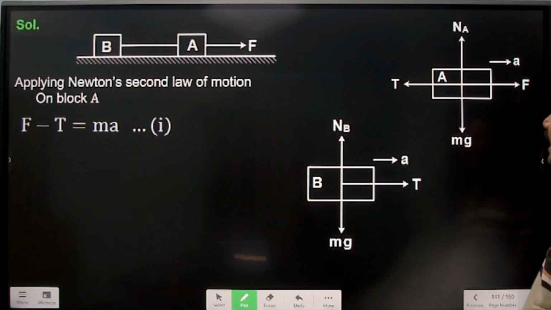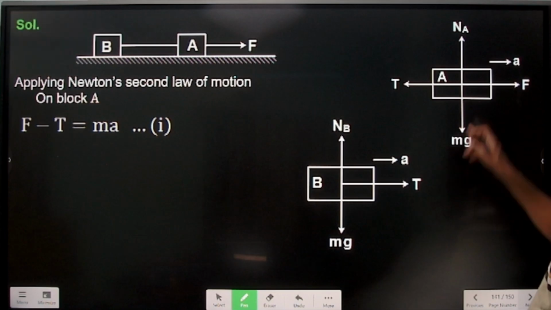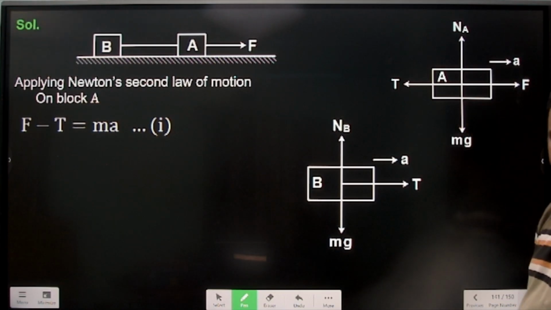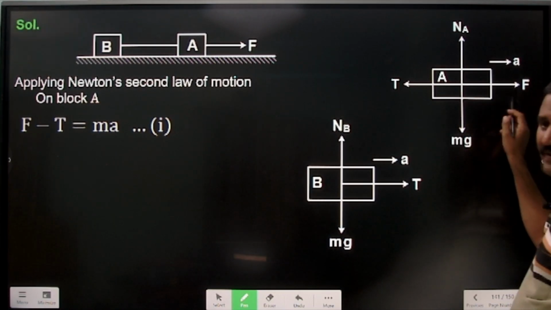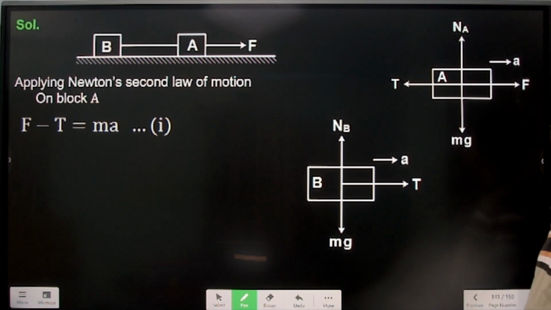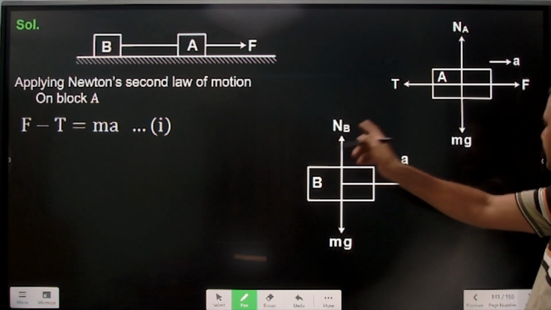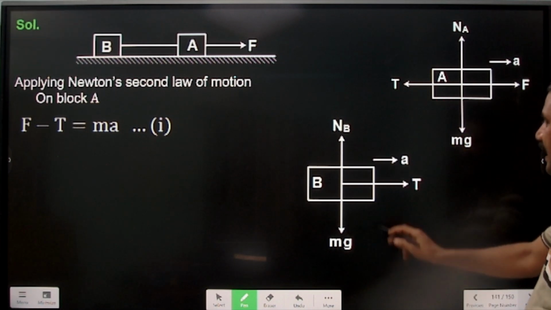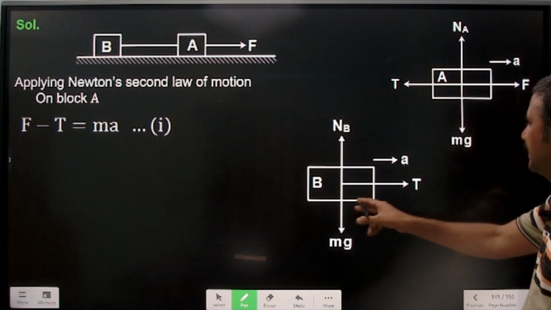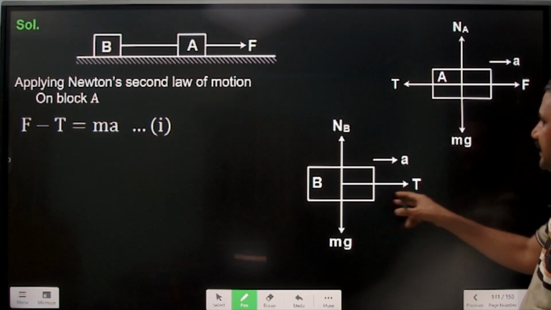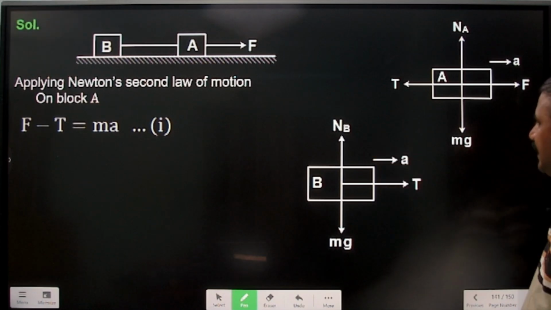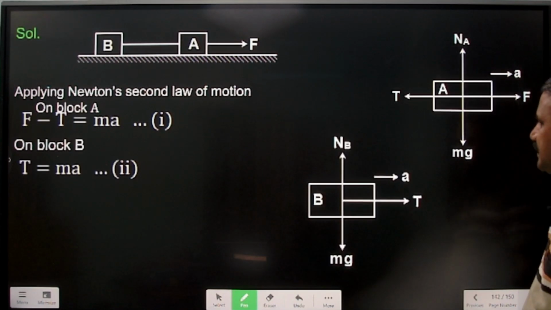Now write Newton's second law of motion on the first object. What is the net force? F minus T is equal to mass into acceleration, that is, F minus T is equal to m into A. And what is the net force acting on the second body? That is T only. T is equal to mass into acceleration, T is equal to m into A.